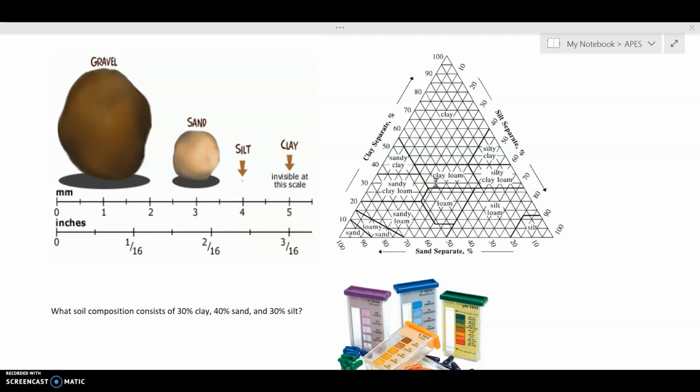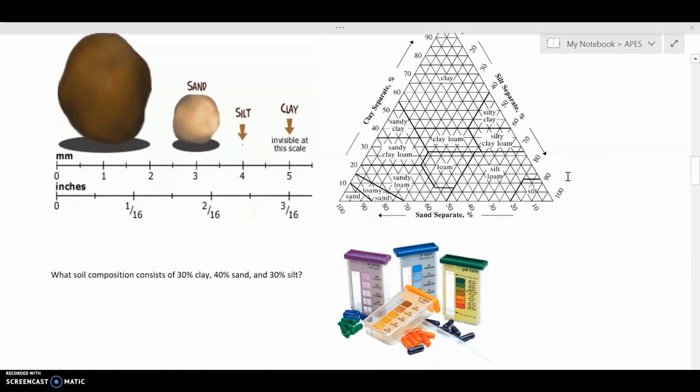Okay, so you really don't even need to find the silt, but let's do it anyway. So silt would be 30%, and of course it should meet up with those other two. So you should have gotten clay loam as your answer. They can also, for the AP test, point to somewhere on the triangle and expect you to find the percentages. So pretty much what you want to do for that is just work backwards. It's pretty simple if you think about it.